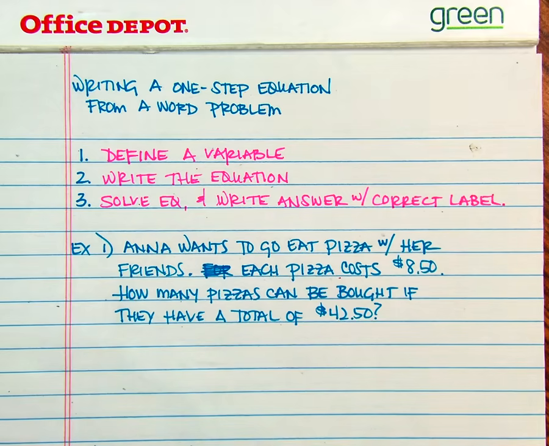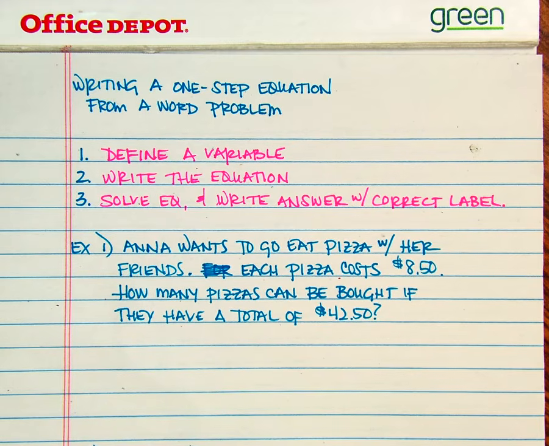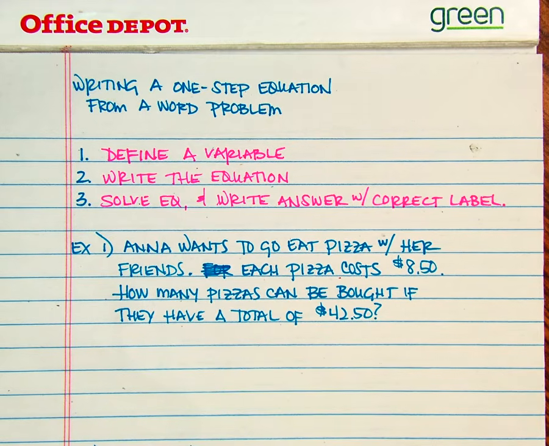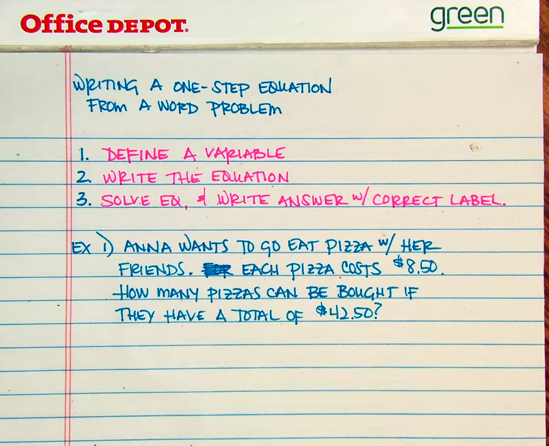Okay, so if you want to go ahead and write down example 1, you can go ahead and pause the video and then restart once you get it written down. Anna wants to go eat pizza with her friends. Each pizza costs $8.50. How many pizzas can be bought if they have a total of $42.50?